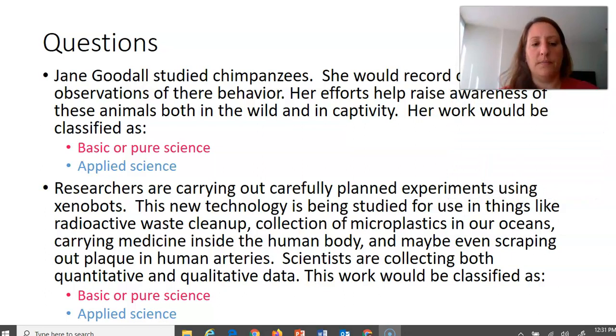Okay, second question. The researchers that are carrying out experiments with these xenobots, right? They're going to be used to do lots of things that are going to help the human condition. They're going to collect both qualitative and quantitative data. Would you classify that as basic or pure science or applied science? Definitely applied science, right? We're definitely going to be using these xenobots to help the human condition. We're going to apply what we're learning from them. We're not just gathering data to gather data. We're going to use it.